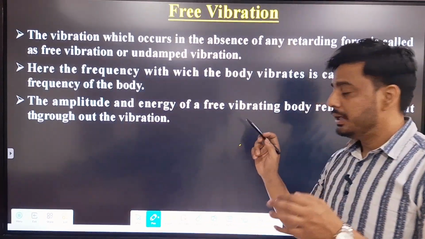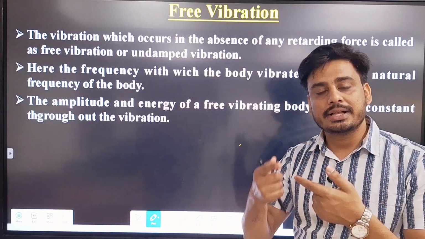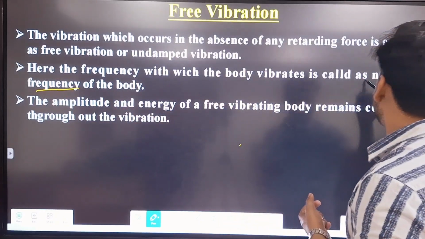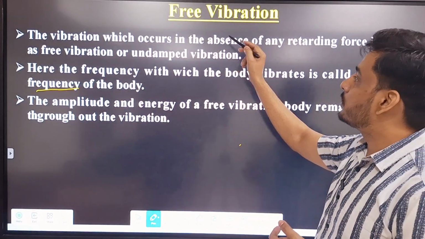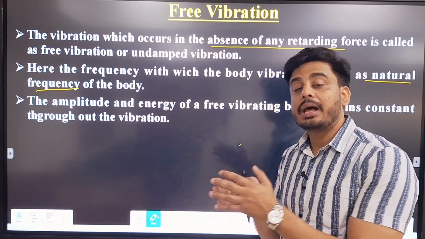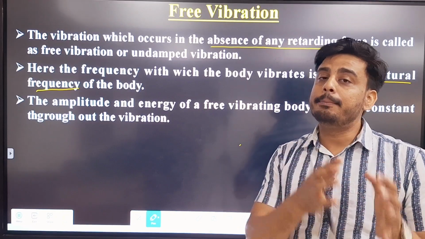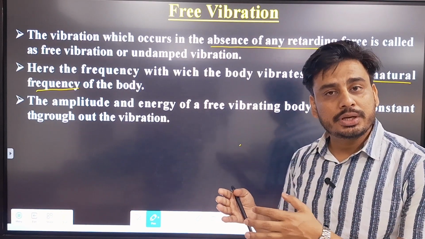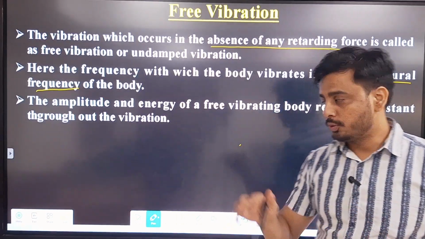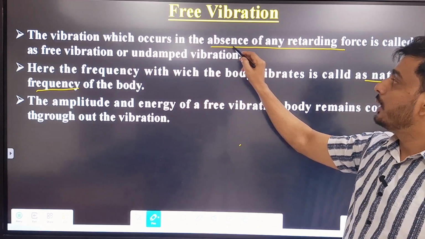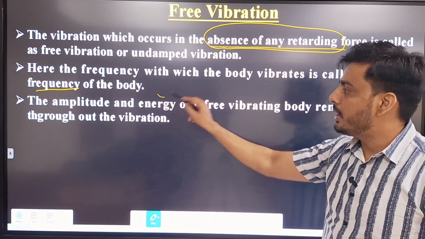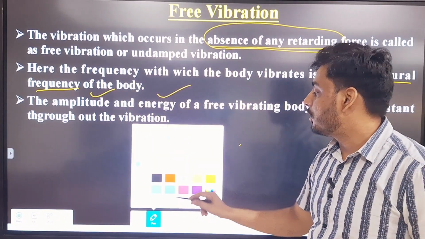Clear? Since the body is free to move, whatever frequency it has is said to be the natural frequency of the body. Without any retarding medium it is vibrating, so the frequency remains the same, as well as the energy and the amplitude. Amplitude we already discussed in the last video: the maximum displacement from either side of the mean position. Since it moves in the absence of any retarding medium, its energy as well as the amplitude remains constant.